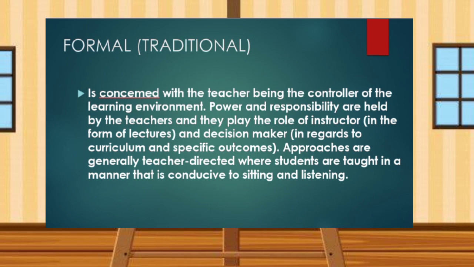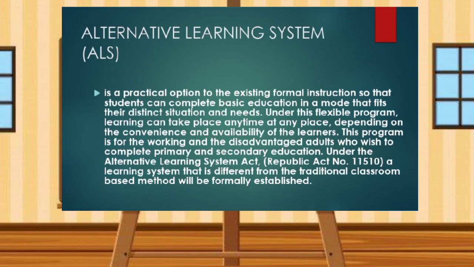The first one that we're going to discuss is formal or traditional education. Formal or traditional is concerned with the teacher being the controller of the learning environment. Power and responsibility are held by the teachers, and they play the role of instructor and decision maker at the curriculum and specific outcomes. Approaches are generally teacher directed, where students are taught in the manner that is conducive to learning, sitting, and listening. Second is alternative learning system, or ALS.